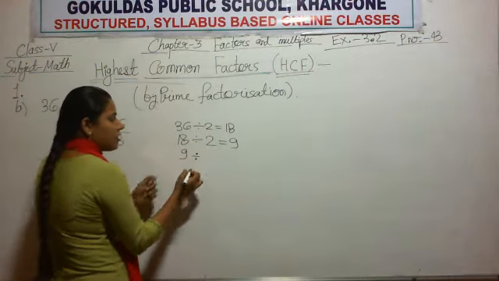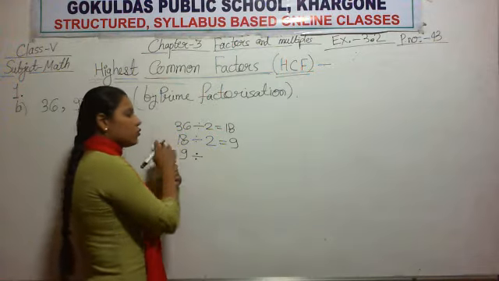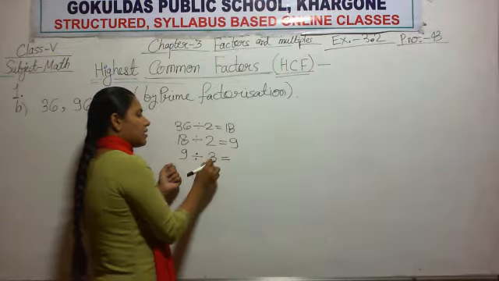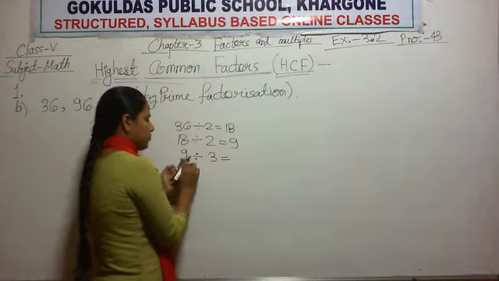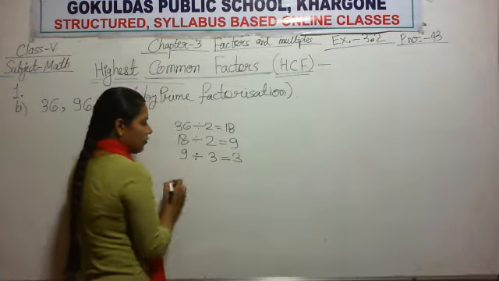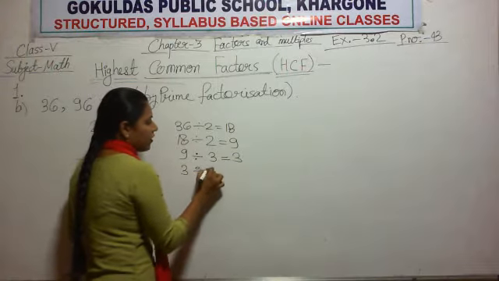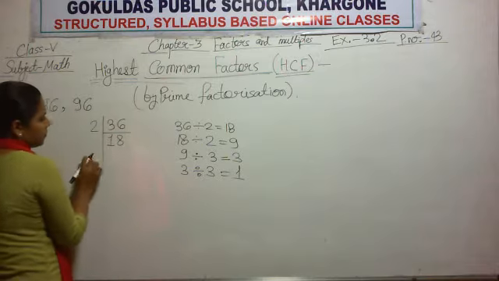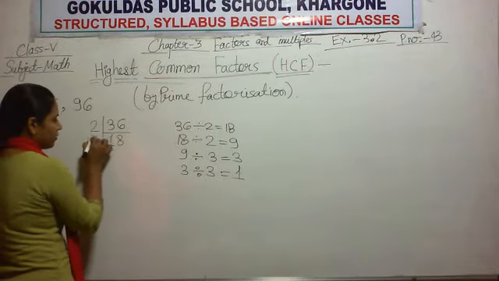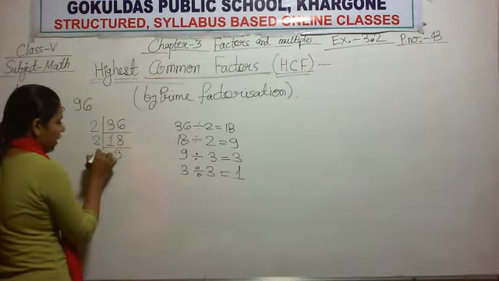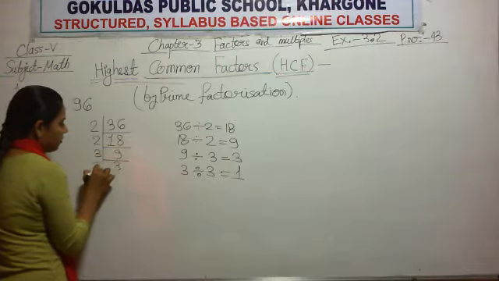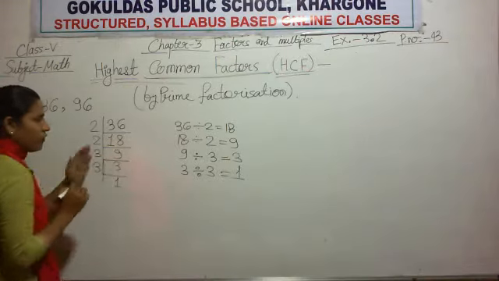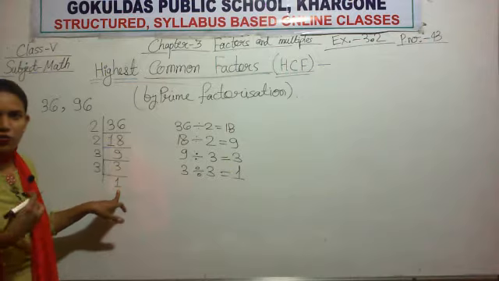Now 9 is an odd number, you cannot divide it by 2. So you have to choose the next prime number, that is 3. So 9 divided by 3 gives you 3. Now your new quotient is 3. 3 divided by 3 gives you 1, right? So this is how we write. 18 divided by 2 gives you 9. 3 threes are 9, 3 ones are 3. We follow this process till we get 1.